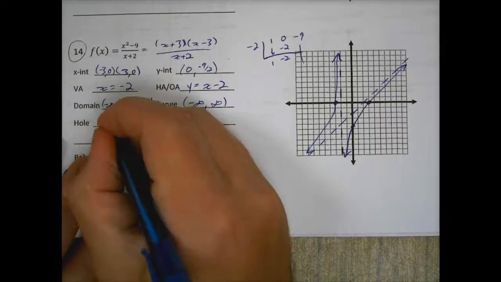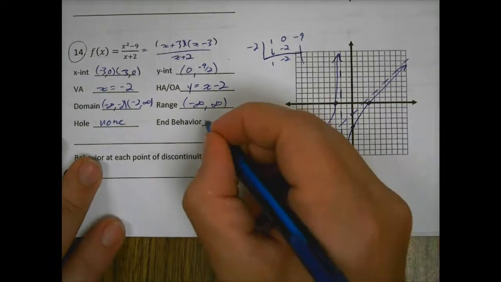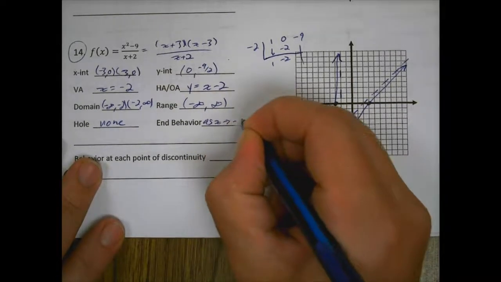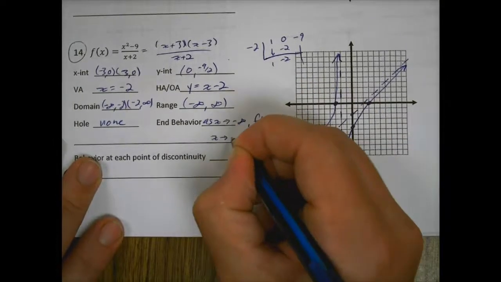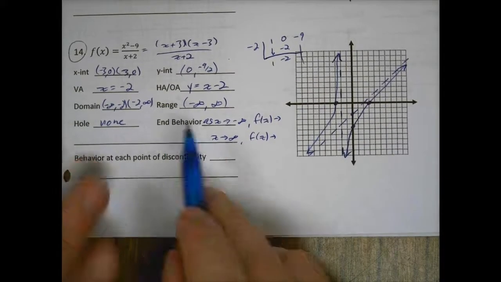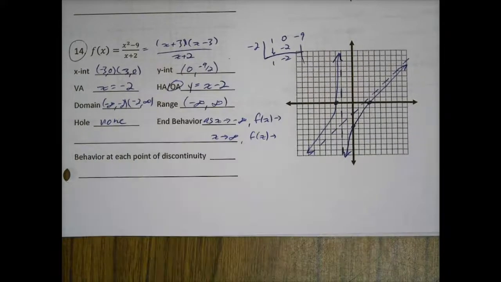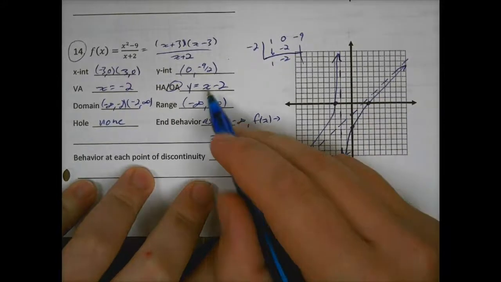There is no hole because I did not get rid of a factor. Now for end behavior: as x approaches -infinity, y is approaching something, and as x approaches infinity, y may be approaching something else. So remember, I said our end behavior is the horizontal or oblique asymptote. Notice the oblique asymptote is the linear function y equals x minus 2.